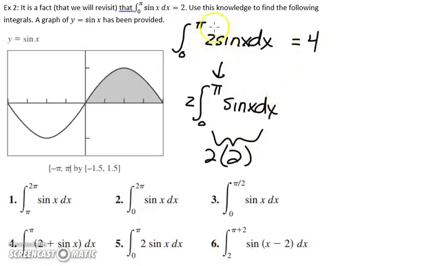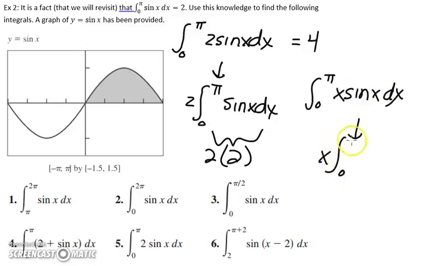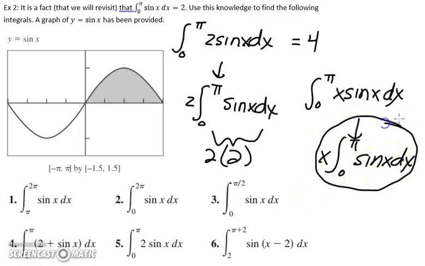Again, you can only do this with a constant. So if you had something like the integral from 0 to pi of x sine of x dx, you cannot pull the x out front and make it x times the integral from 0 to pi of sine of x dx. Only when you have a constant. So again, I want you to pause the video real quick, see if you can figure out number 6.